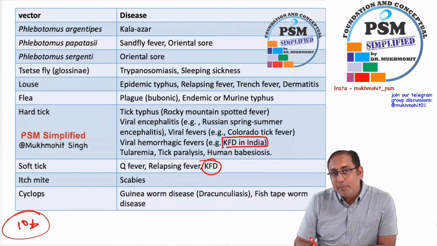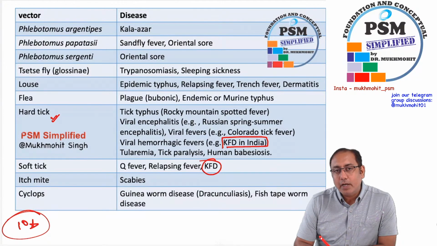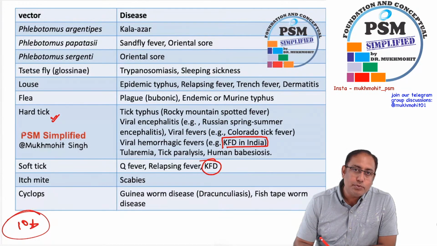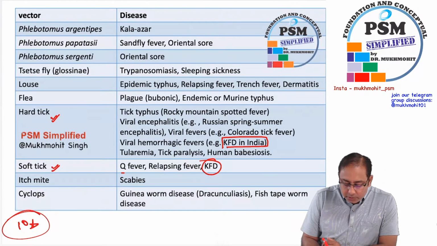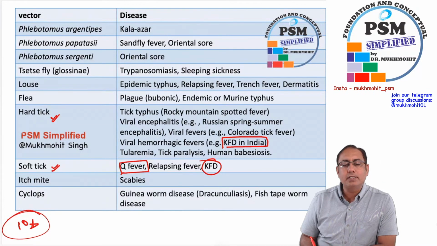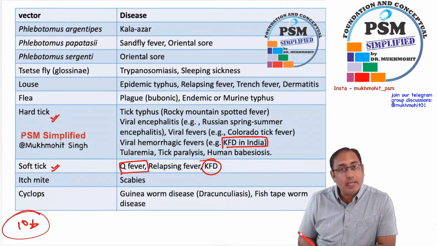But if you get single best answer, please note hard tick is the best answer. Next is regarding Q fever. Q fever generally will not have any vector, but if nothing is mentioned, or if you have to choose out of all the vectors, you can choose soft ticks. Soft ticks can be the reservoirs for Q fever.